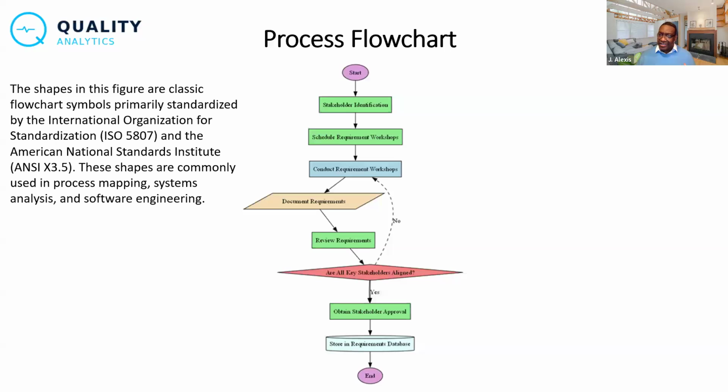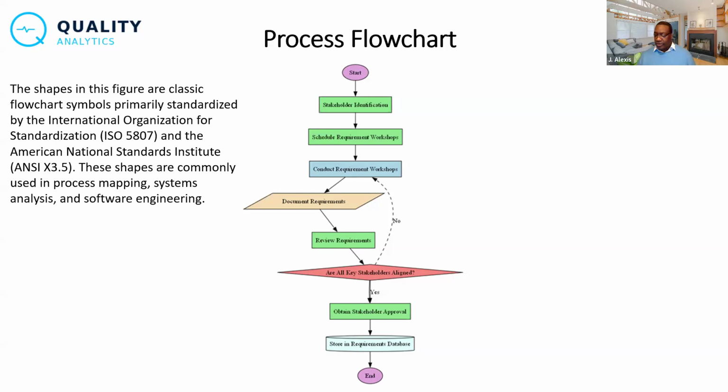So the steps in a process have meaning. When you are designing a process, you have to make sure you use the appropriate shapes. The shapes in this figure are classic flowchart symbols, primarily standardized by the International Organization for Standardization, ISO 5807, and the American National Standards Institute, ANSI X3.5. These shapes are commonly used in process mapping, systems analysis, and software engineering. So, let's take a look at my screen.